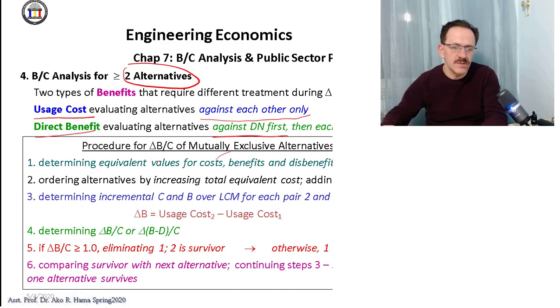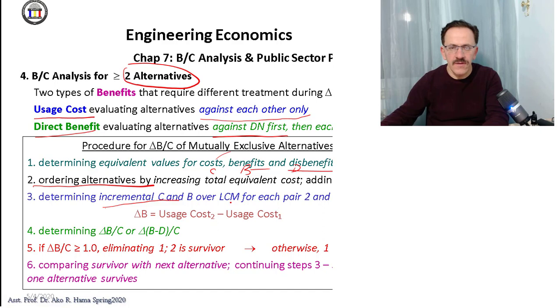The procedure is to determine the equivalent values of cost, benefit, and disbenefits, which means C, B, and D. And the ordering. The ordering is the most important thing in this method. And also after that we have to find the incremental B and C.